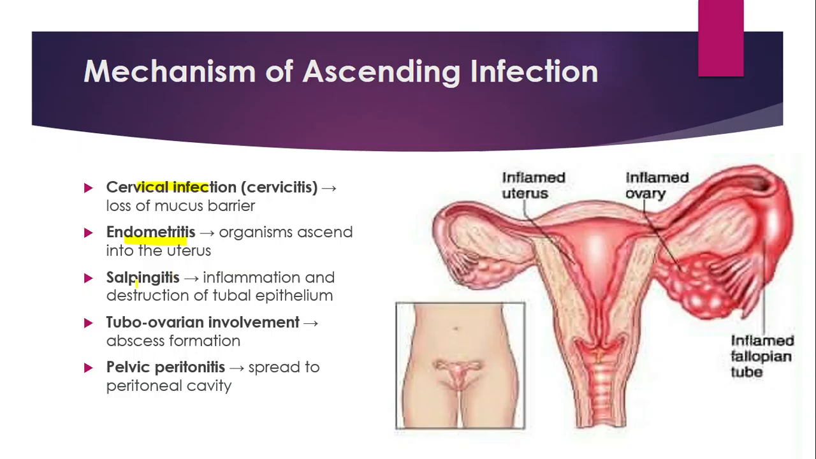Organisms will further move into the fallopian tubes, causing salpingitis, which is inflammation of the fallopian tubes. So, this inflammation and destruction of tubal epithelium will further move into the ovaries, causing tubo-ovarian involvement. This will result into abscess formation. This wouldn't stop here, as it may enter the pelvic peritoneum, resulting into pelvic peritonitis, that's inflammation of the pelvic peritoneum due to its spread to the peritoneal cavity.